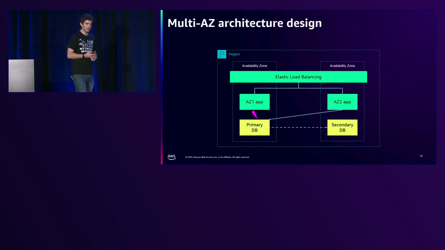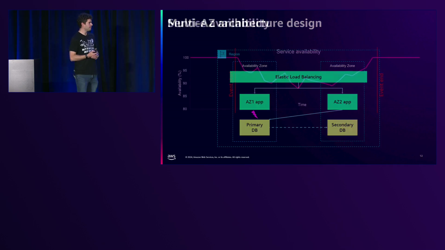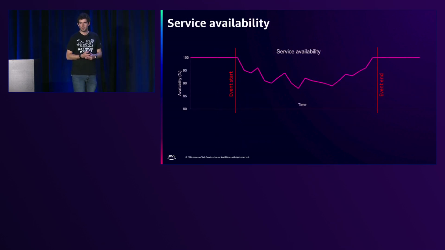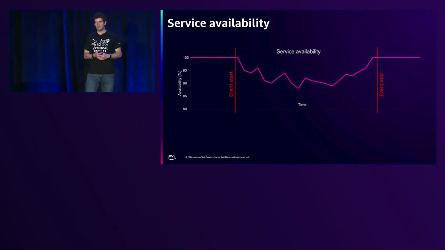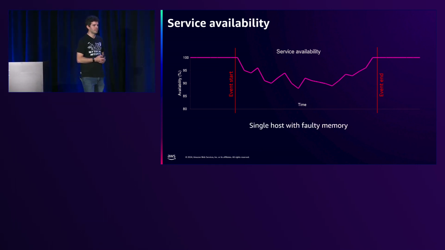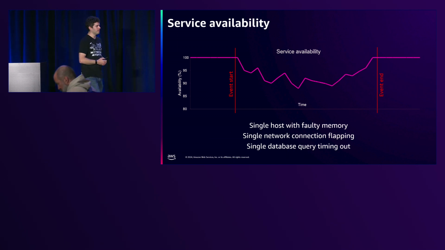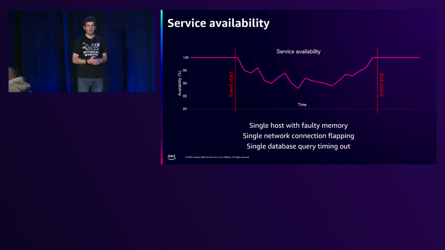Now, another scenario, which is possible as well, let's say that there's a particular issue with a connection between AZ1's application tier and the primary database. And service availability looks a little more like this, right? Maybe from the Amazon infrastructure point of view, everything looks healthy from our side. Maybe it's an application issue. Maybe it's a single host that's got faulty memory that's causing issues for your customer. Maybe there's a single network connection inside our infrastructure that's flapping. Maybe there's a single database query that's timing out on a particular instance because of the memory state or because of the user access patterns or something.